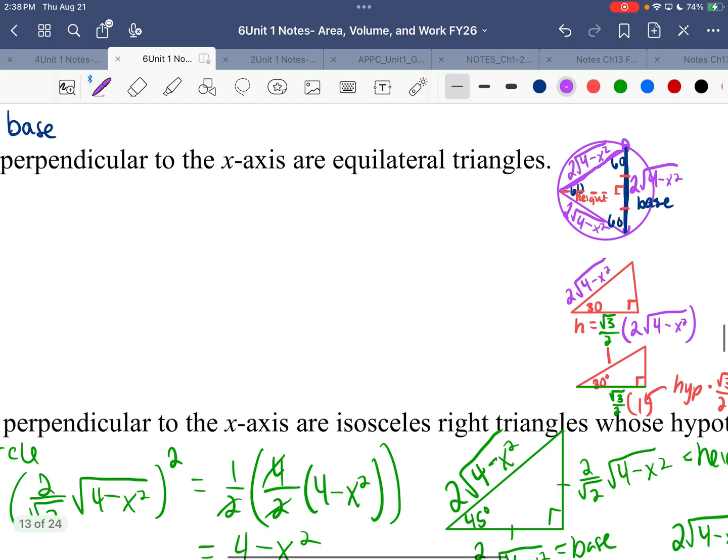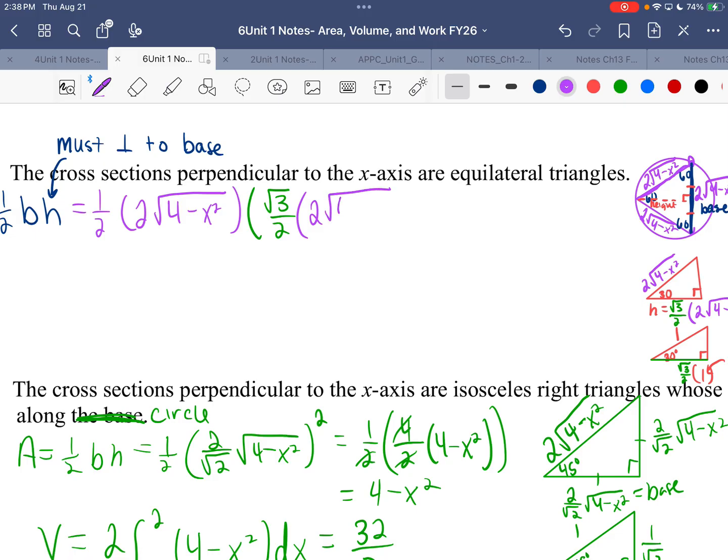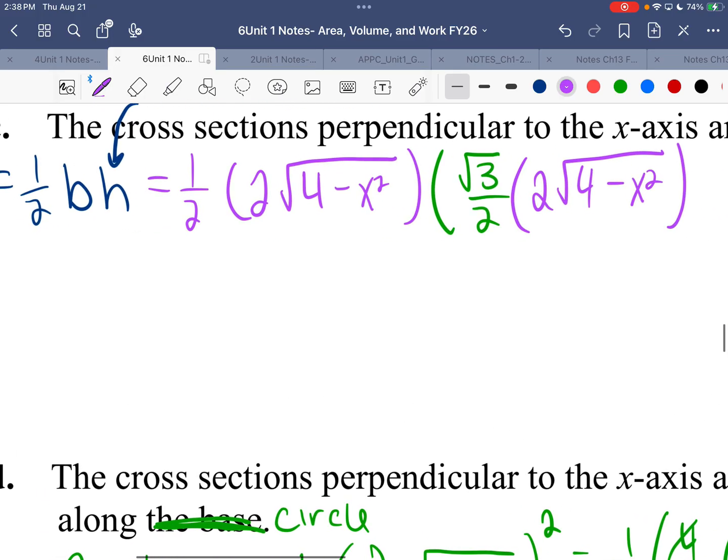We have 1/2. Our base was 2 root 4 minus x squared. And our height was square root of 3 over 2 times 2 square root of 4 minus x squared. Let's simplify.